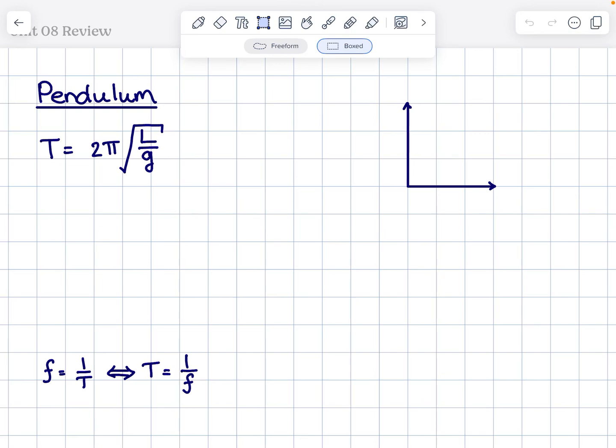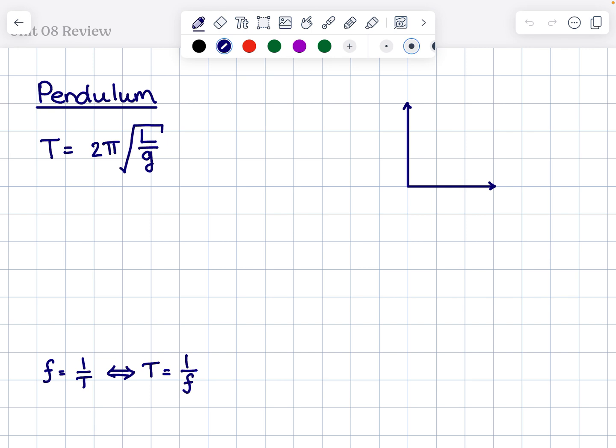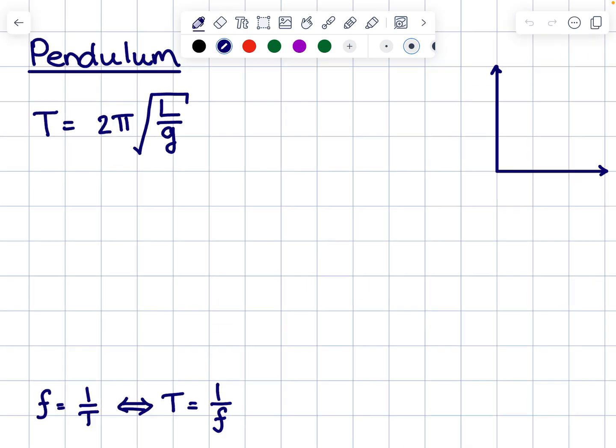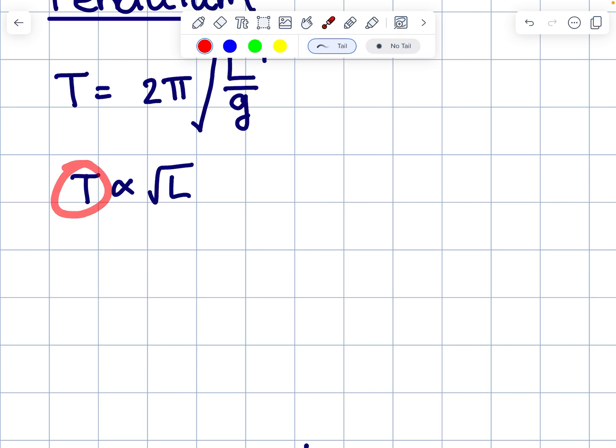All right, so here's a quick review of everything you should know. The formula for the pendulum is given right here, and there's a couple things to notice about this formula. First of all, the period is proportional to the square root of the length. So the first thing you need to know is that the period varies like the square root of the length, which means that if the length of the pendulum gets 4 times bigger, the period gets the square root of 4 times bigger, or 2 times bigger.